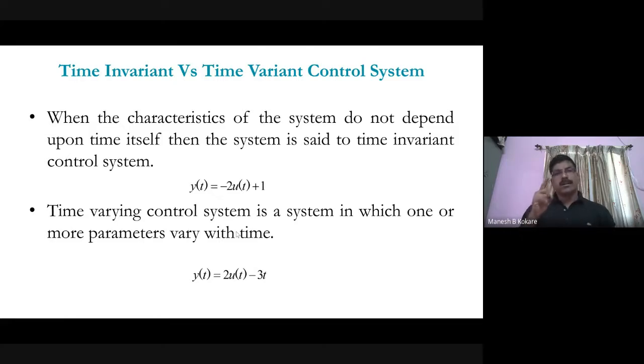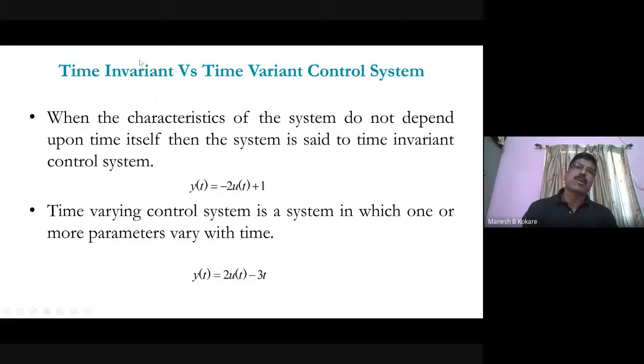That means the system whose output does not change with respect to time is called a time invariant control system. Whereas the system whose output depends upon time may be called a time variant control system. Designing a time invariant control system is easy as compared to a time variant control system. We will see examples of this.